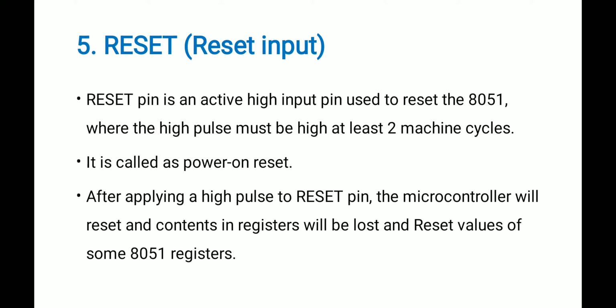So after the reset pin is enabled, the microcontroller will reset totally. That means if the memory contains some information, then that information will be lost, or if the registers contain some operation results or some information, then it is also lost. This is the function of the reset pin. It resets all the activities, results and information of the 8051 microcontroller.